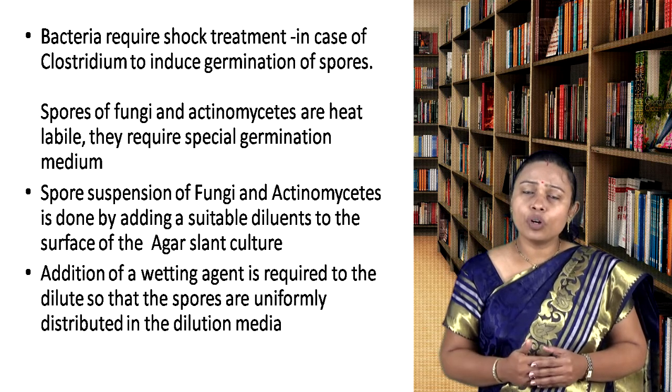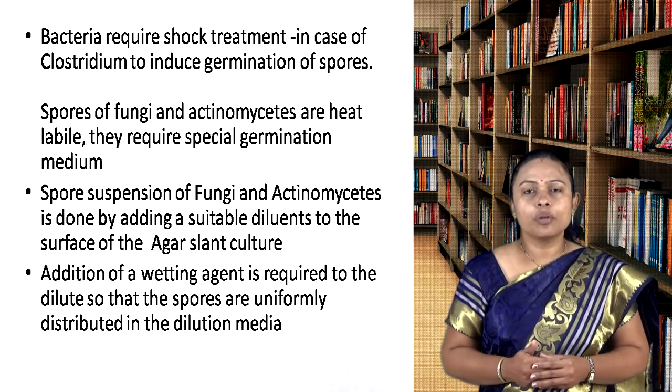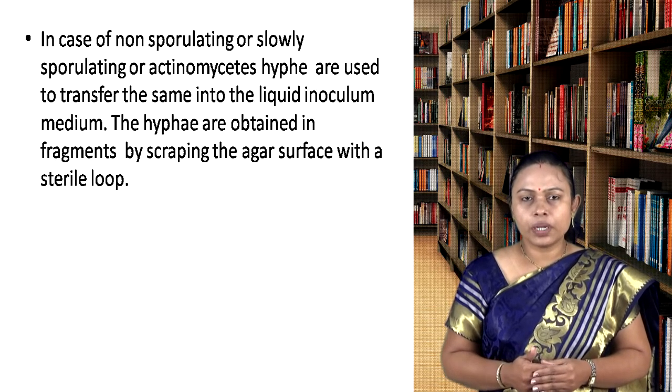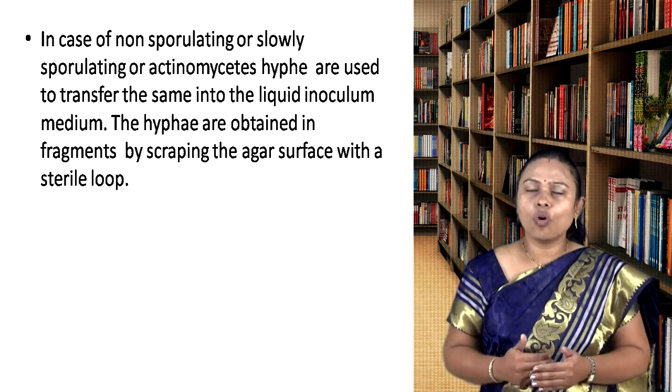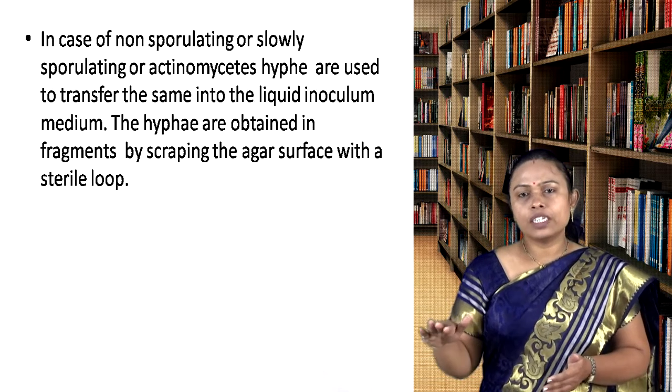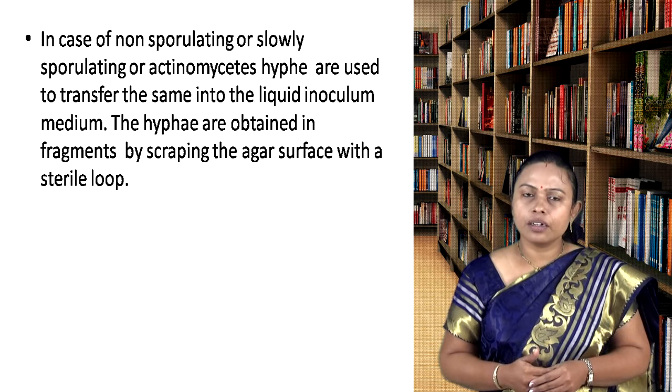In contrast, some stationary phase fermentations, for example citric acid fermentation by Aspergillus niger, require the spores to be floated on the surface of the liquid medium. This is achieved by adding the spore suspension to flow down the wall of the vessel, which causes the spores to float on the surface of the liquid media.